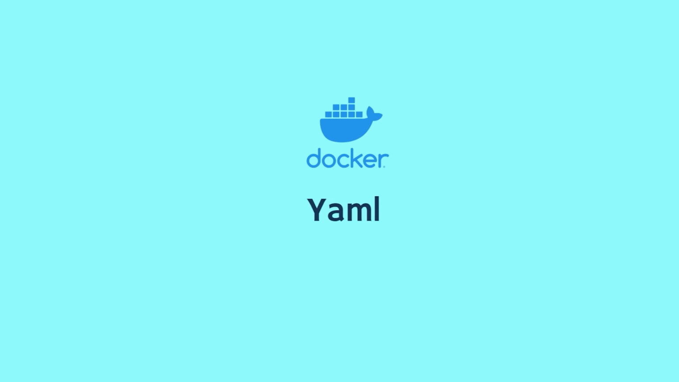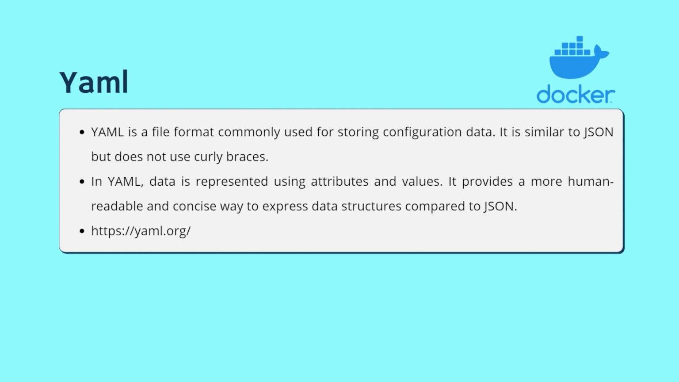YAML. YAML is a file format commonly used for storing configuration data. It is similar to JSON, but does not use curly braces. In YAML, data is represented using attributes and values. It provides a more human-readable and concise way to express data structures compared to JSON.